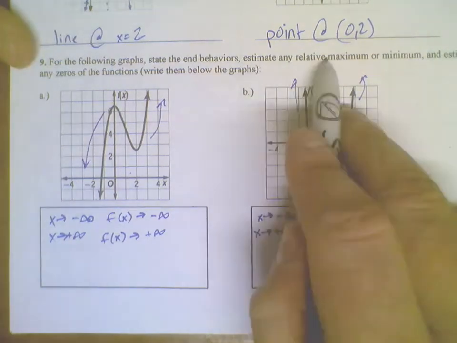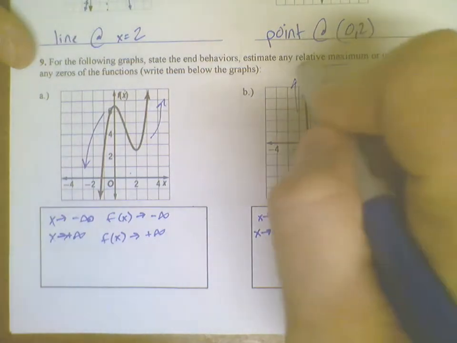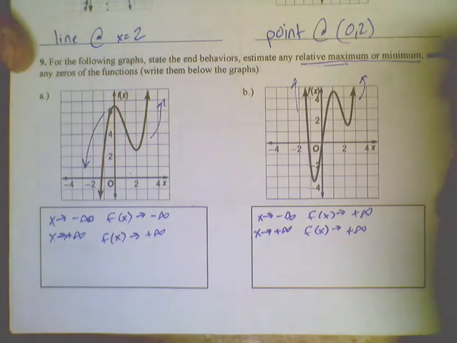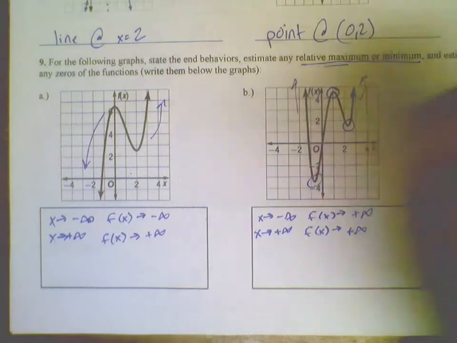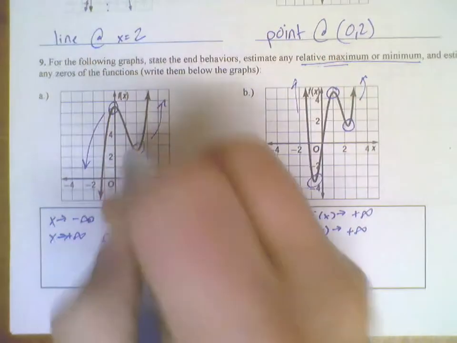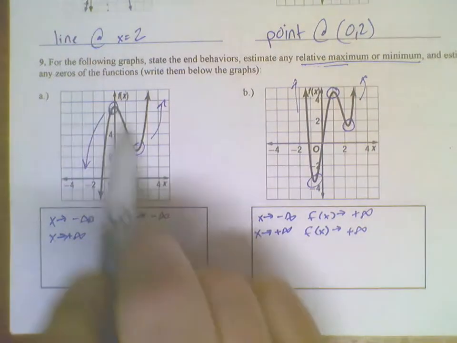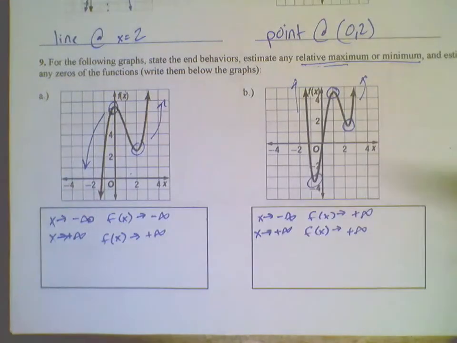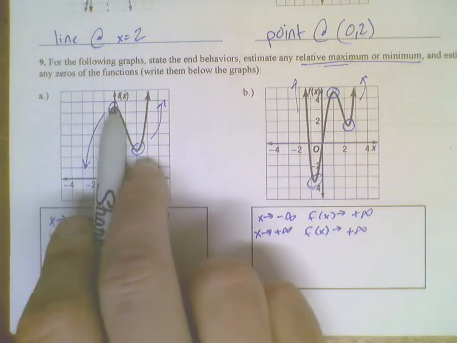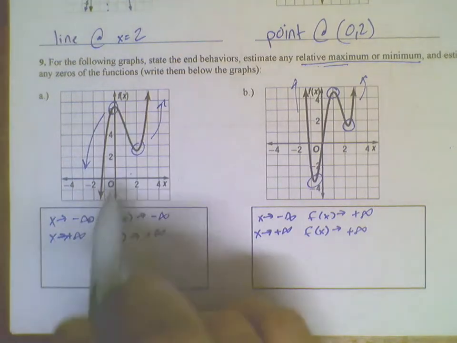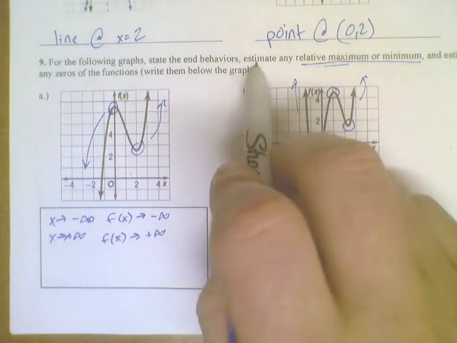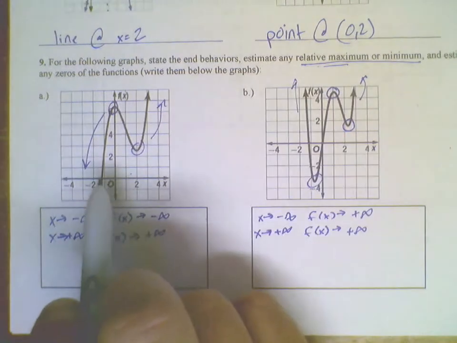Then we want to estimate any relative maximum or minimum. Alright, so maximums and minimums, those are just high points or low points. So I'm just going to highlight those on here. So that's one of them, that's one of them, that's one of them. And then over here, all these areas that I circled, those are maxes or mins. Okay, so here, thinking it's going up, it's a high point, that is a maximum. So we can kind of estimate that. That's why it says estimate any relative maximums or minimums. We can use decimals here.